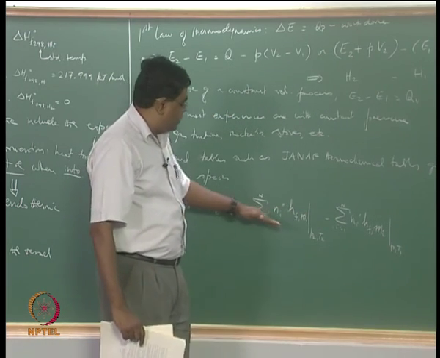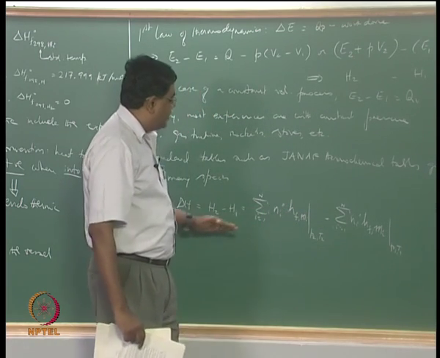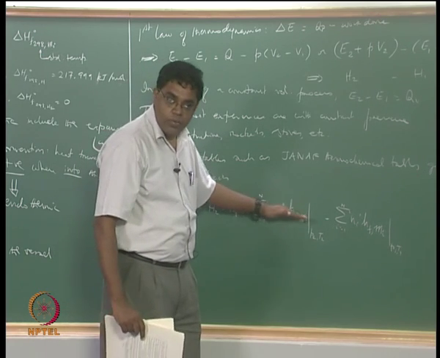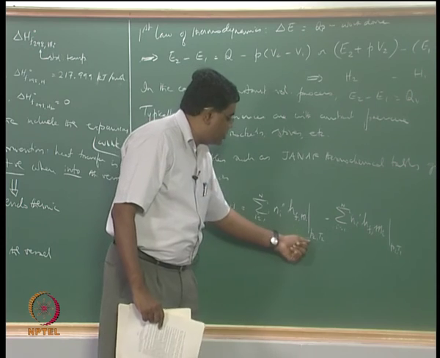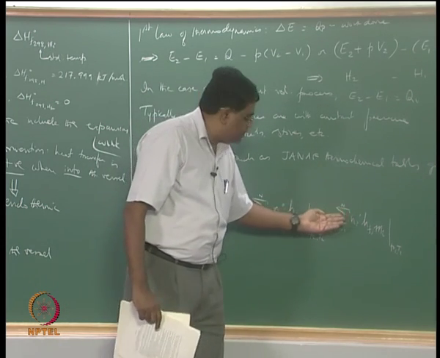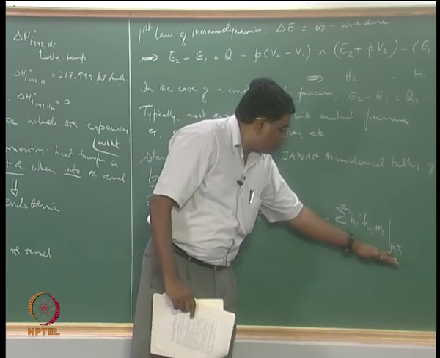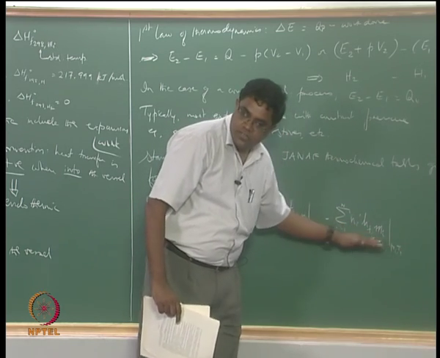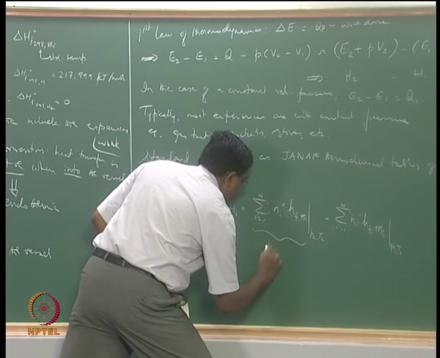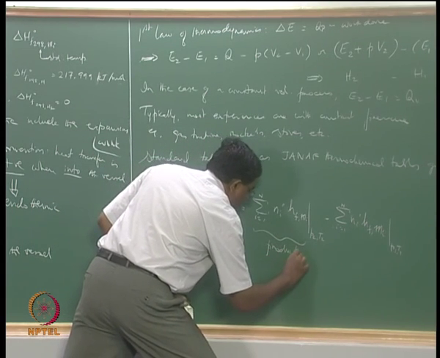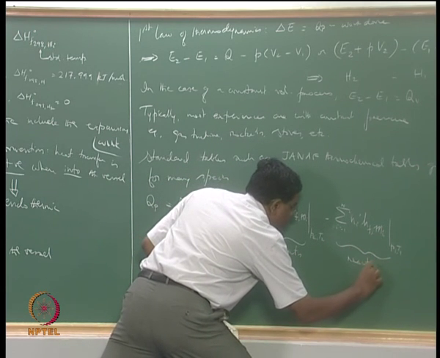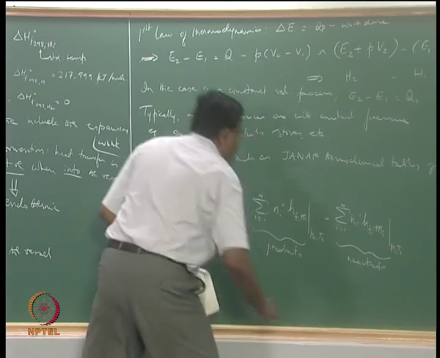So we essentially can sum over all the heats of formation, not the standard heat of formation, but heats of formation at certain pressure and temperature, that is for the products, minus the heats of formation for the reactants. So effectively this is like for the products and this is for the reactants.